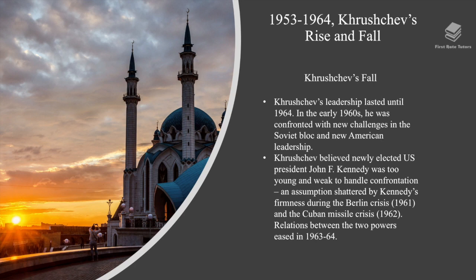Khrushchev's fall. Khrushchev's leadership lasted until 1964. In the early 1960s, he was confronted with new challenges in the Soviet bloc and new American leadership. Khrushchev believed newly elected US President John F. Kennedy was too young and weak to handle confrontation, an assumption shattered by Kennedy's firmness during the Berlin Crisis in 1961 and the Cuban Missile Crisis in 1962. Relations between the two powers eased in 1963 to 64.